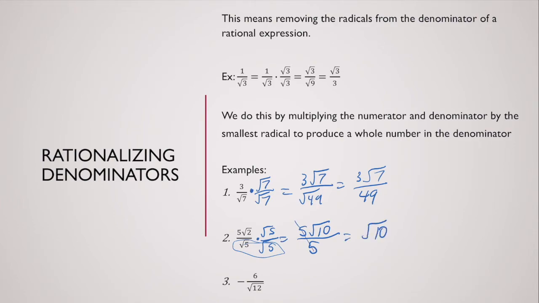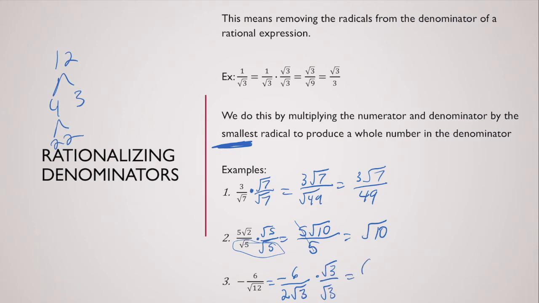Now, for problem 3, we're supposed to multiply by the smallest radical. You could multiply by the square root of 12 and then simplify everything. But let's go ahead and simplify the square root of 12. Remember that 12 is a 4 and a 3. 4 is a 2 and a 2. So we are going to have negative 6 over 2 square root 3. So the smallest radical to produce a whole number is going to be the square root of 3. So I have 6 square root of 3 over 2 times 3, which is 6 square root of 3 over 6, and again that cancels. So I have square root of 3 as my final answer.